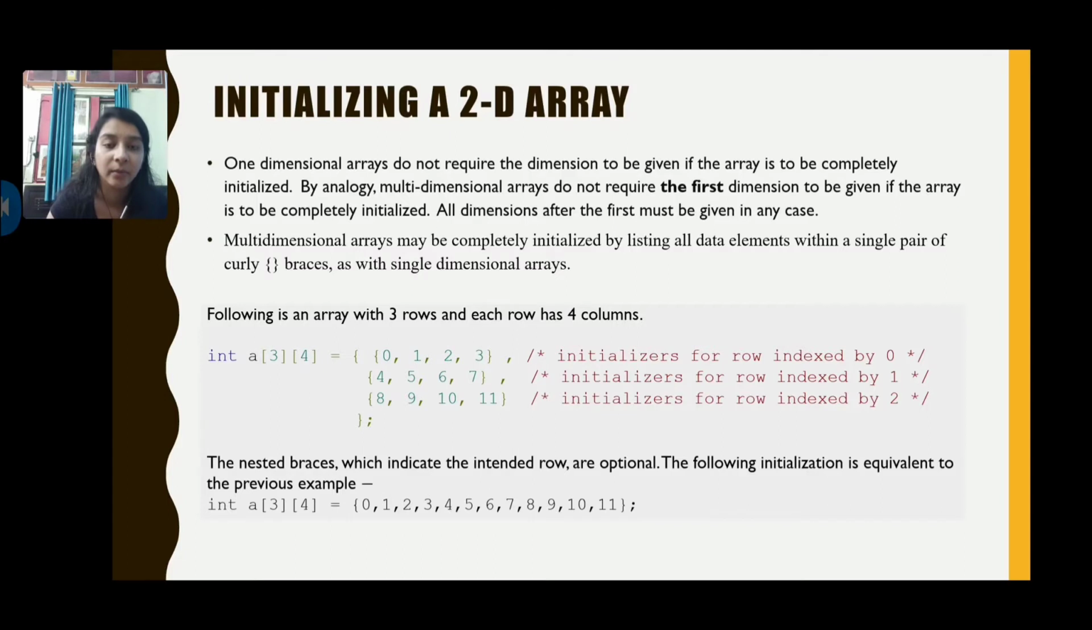You can ignore them. If you ignore them, then the initialization will look somewhat this way, int A[3][4], and all the values are given continuously separated by commas. But it is a bit confusing, and also it's not a viable option if you want to partially initialize the array. So it's a better programming practice to separate the rows by using a subset of curly braces.